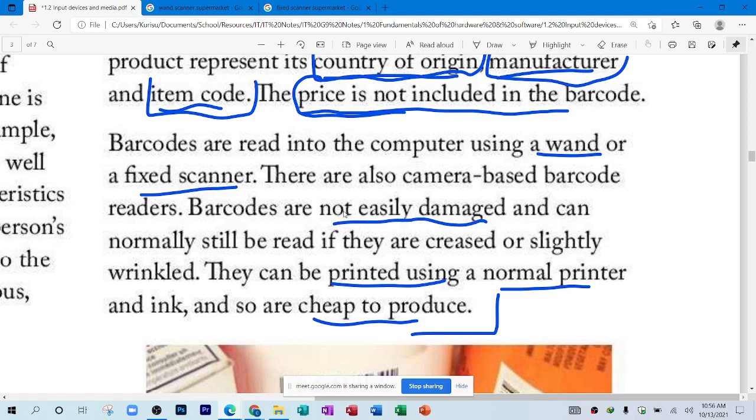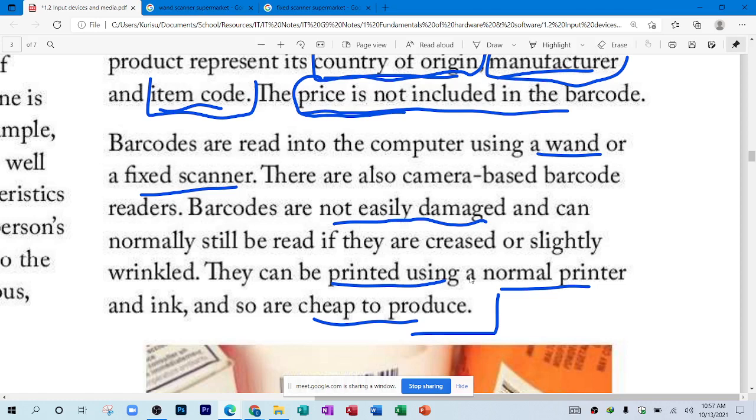But so what are the advantages of the barcode? Well, as you can see here, the barcode is not easily damaged. So even if you crumple it up, once you unfold it and you can still see the bars, it can still work. So it's not easily damaged. You can crease it, you can wrinkle it, and it will still be able to work.